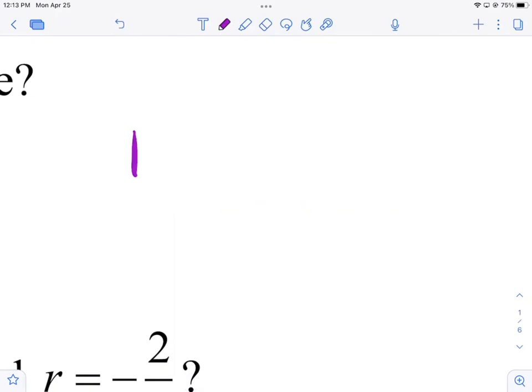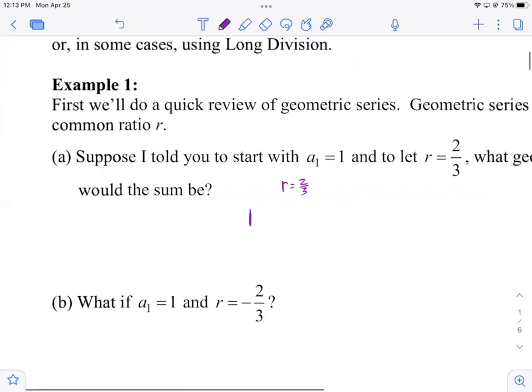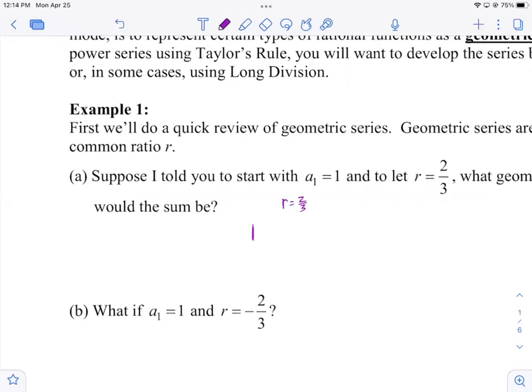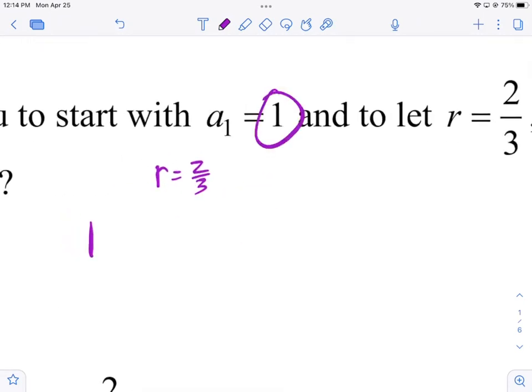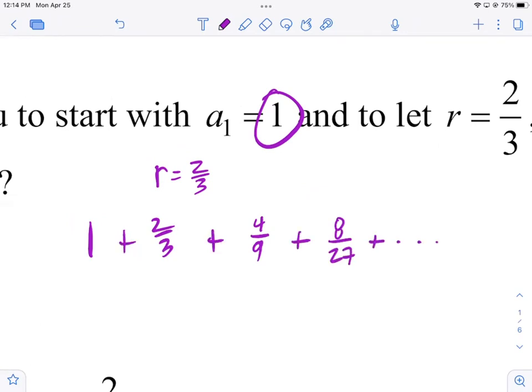If r is 2/3. Remember, geometric is the exponential, right? It's multiplying. So all we have to do is keep multiplying by 2/3 to get the next term. So if the first term was 1, the next term would be 1 times 2/3, which is 2/3. And the next term would be 4/9, and the next term would be 8/27. Yeah, and because it's a series, you would add those together like that, plus dot, dot, dot, right?